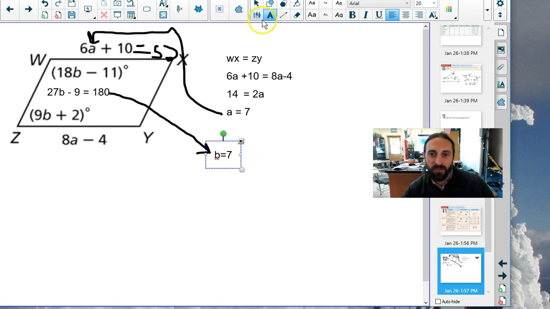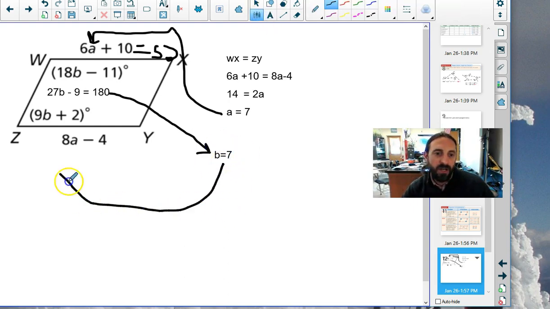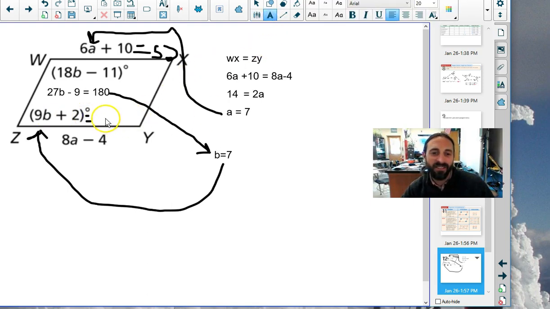And now you can plug B back into your equation and figure out what these two angles are. 9 times 7 is 63 plus 2, and that of course is 65. What's 180 minus 65? Right, it's numbers, and that's what you have to do to find the other angle. 180 minus 65 is 115, so the top angle is 115. That's kind of the big idea.